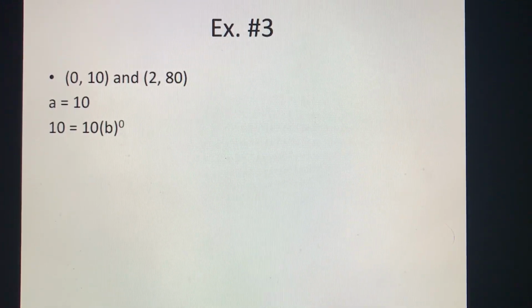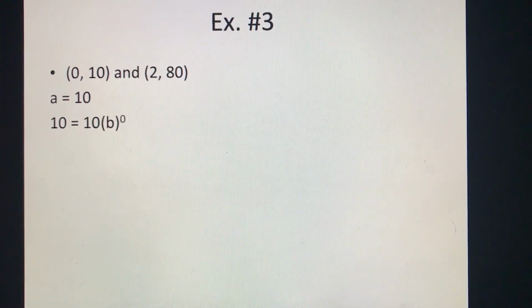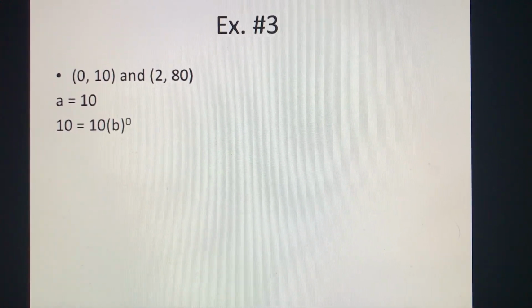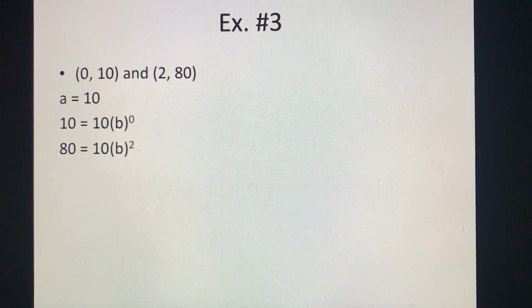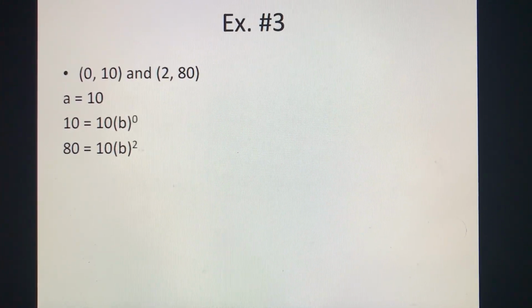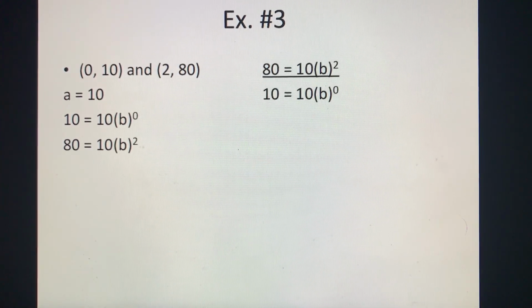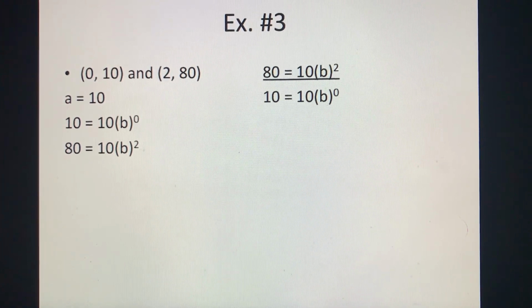We're going to substitute in our first point, (0, 10), as 10, which equals 10, seeing we already know the a value, times b to the exponent 0. You're also going to substitute in (2, 80) as 80, which equals 10 times b squared. Just like the last example, you're going to want to divide the larger equation by the smaller equation. 80 equals 10 times b squared, divided by 10 equals 10 times b to the exponent 0.